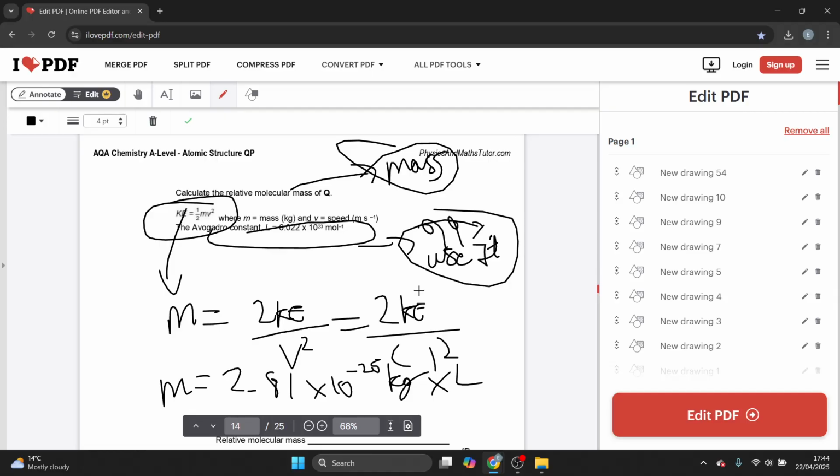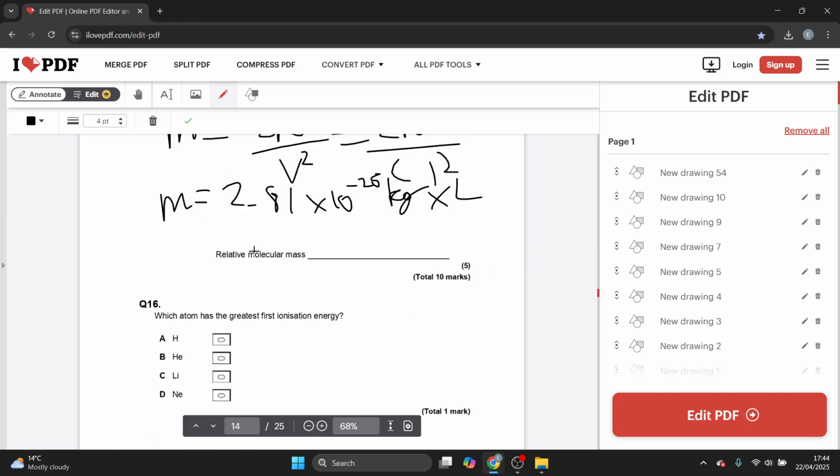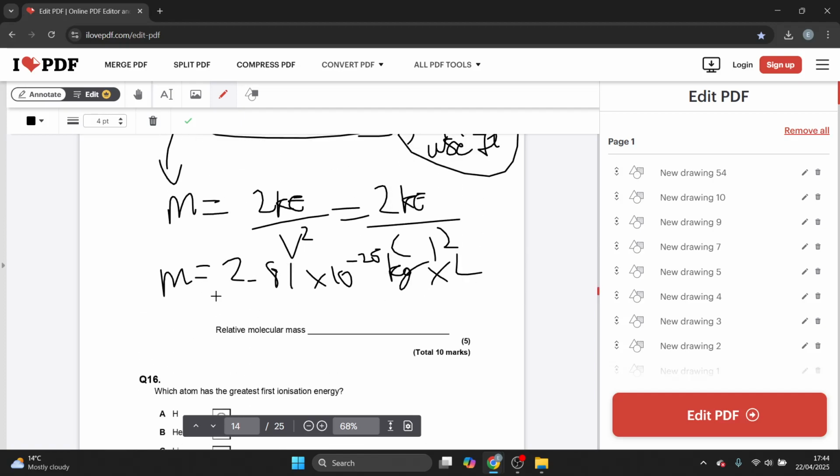If the question wants relative molecular mass, do the mass times by Avogadro's constant. But in this case, then you also have to times by 1,000, because relative molecular mass is in grams, and this is in kilograms. So you do that, times by Avogadro's constant, then you times by 1,000, and then you get 169.